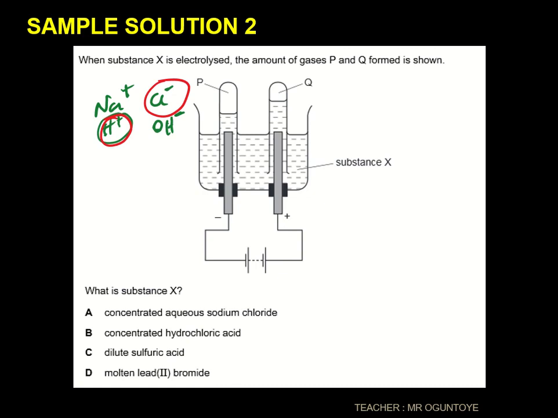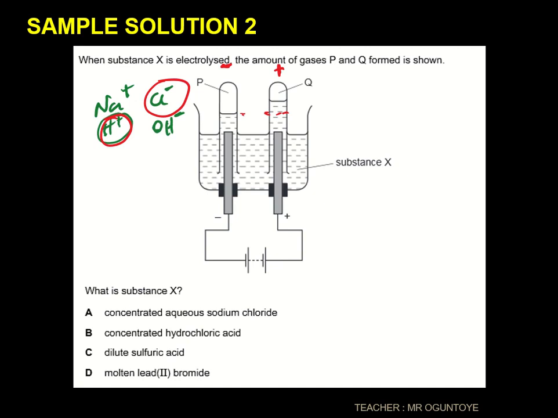So hydrogen will be produced at the negative electrode, which is the cathode, while chloride will form chlorine at the positive electrode. But in this case, the amount of gases that should be produced if it was concentrated sodium chloride should be at the same level. The level shouldn't be different.